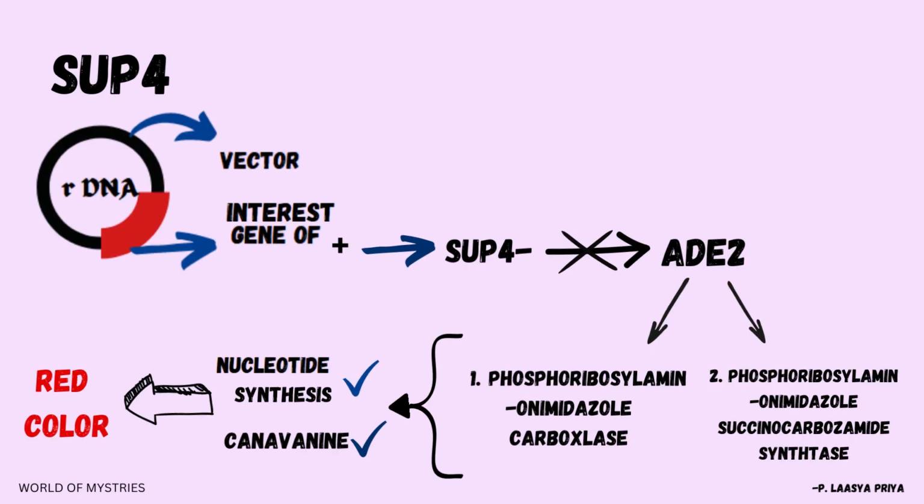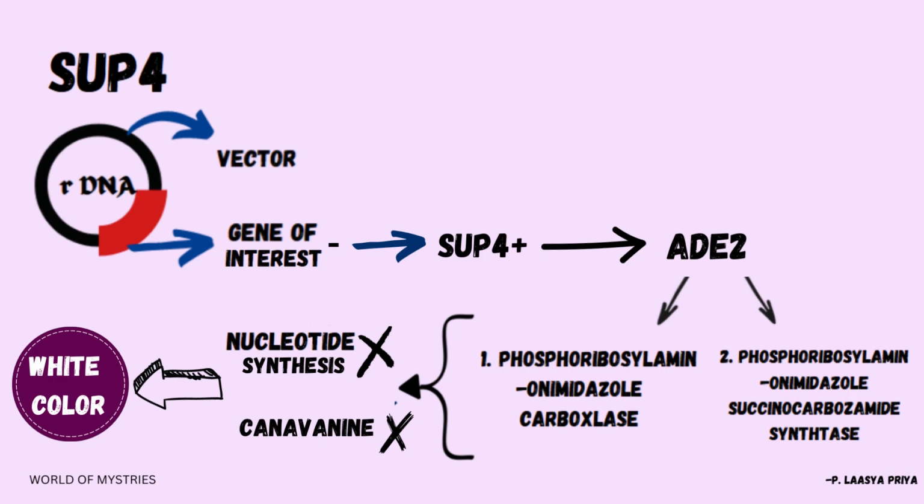When the gene of interest is present in the host cell, then the SUP4 will be absent in the cell. So the ADE2 doesn't get suppressed. So in this cell, ADE2 is active. This causes nucleotide synthesis and the pigment is produced. Due to these activities, the cell appears red. Whereas when the gene of interest is absent, SUP4 is active, which suppresses the ADE2, which doesn't synthesize nucleotide and the pigment. Due to this, the cell turns white.